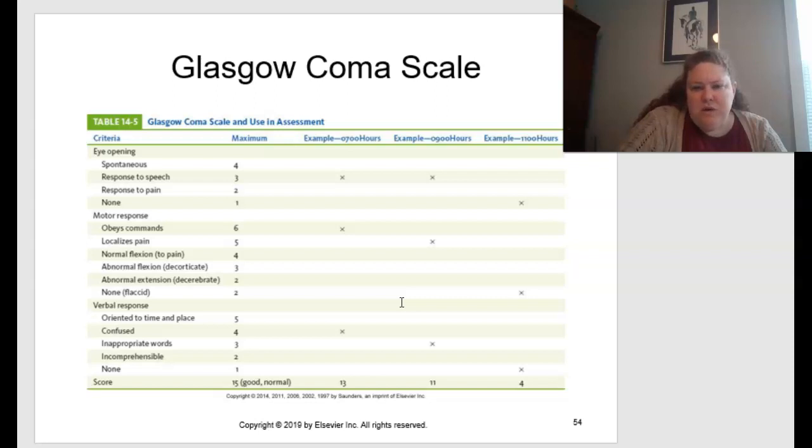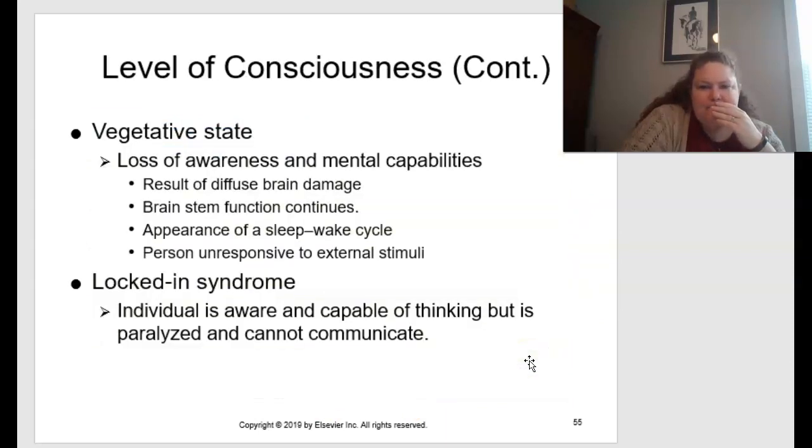And so this is the scoring system. This is on page 339. And so you have scores for eye opening and responsiveness, motor responses, verbal responses, and then your score. So 15 is good, right? And perfect. And obviously, when it's down to 0, 2, 3, that's pretty much brain dead, right? But anyway, you have your maximum, and then some examples of this person that's obviously declining.